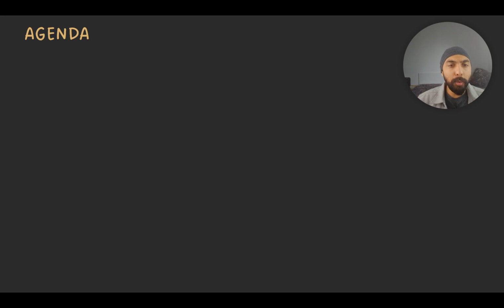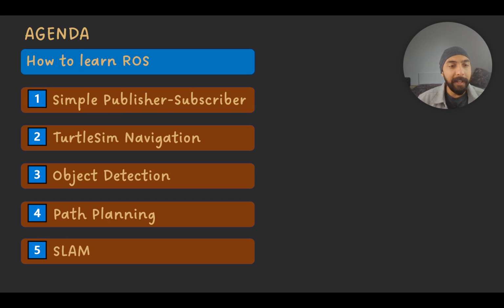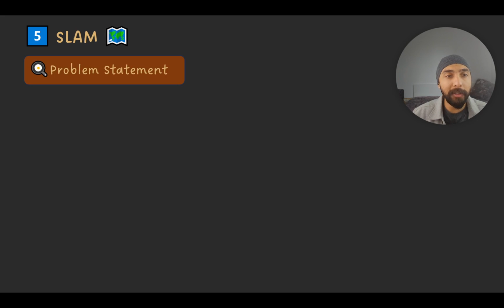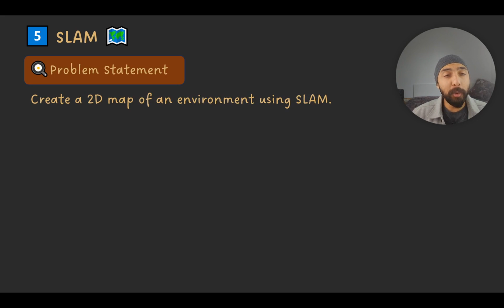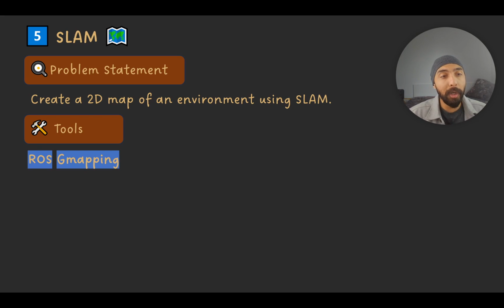Now moving on to the next project. The next project deals with SLAM. This is something that is very commonly used in mobile robots. And the goal is to create a 2D map of an environment using SLAM. If you have access to a camera, or even using your mobile phone, you can essentially try to create a map of your room. That is a fun mini project that you can do that would get you exposure to implementing SLAM, simultaneous localization and mapping.